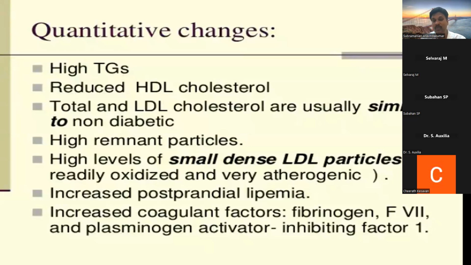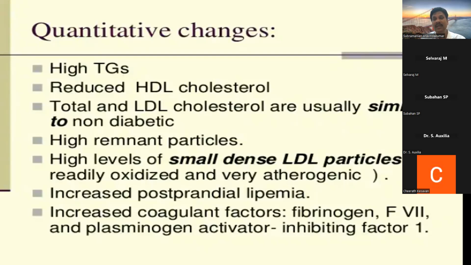So triglycerides is 200, HDL is 30, means the ratio is more than 6.67. If it is more than 5, almost whatever LDL you are going to see is small dense LDL. It means it is a more potent LDL for the given number. A normal person with 100 LDL and normal triglyceride, nothing is going to happen.